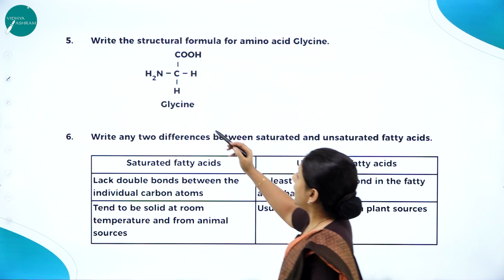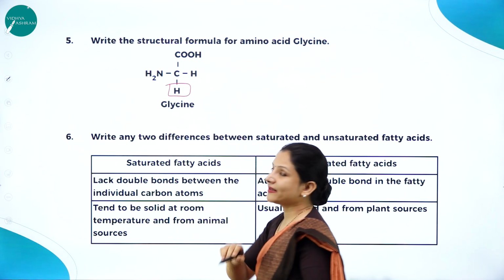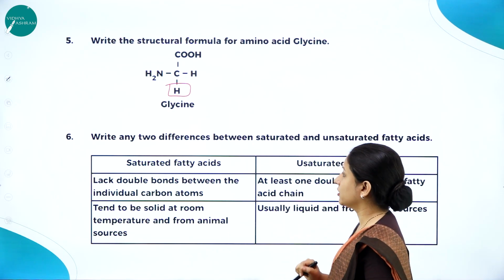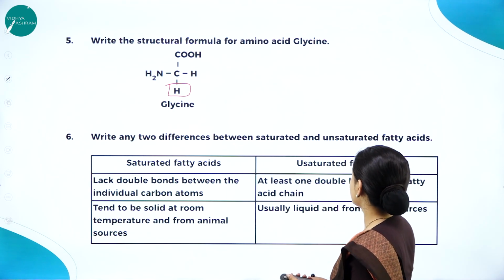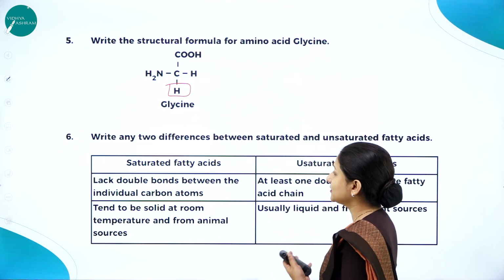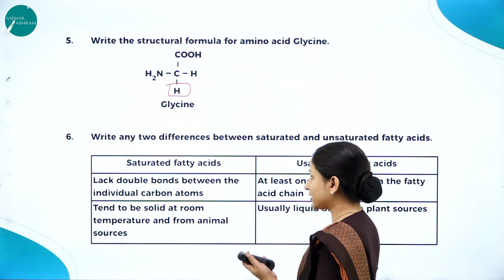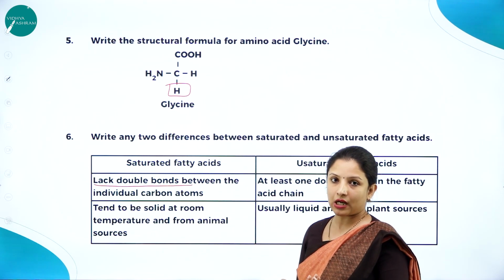So for here, you have to add a hydrogen. If H is added, then it will be glycine. The variable group will be a hydrogen here. So next question, write any two differences between saturated and unsaturated fatty acids. So saturated and unsaturated fatty acids is the difference that we have to write. Saturated fatty acids do not have a double bond between the individual carbon atoms.